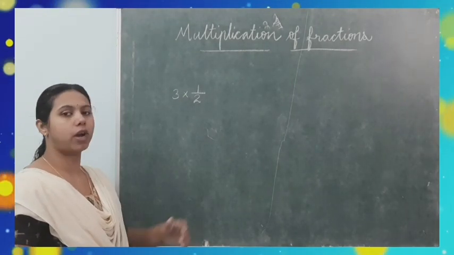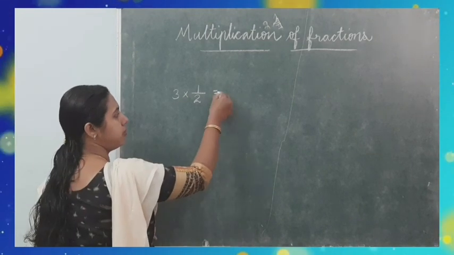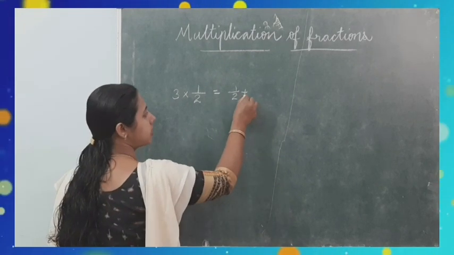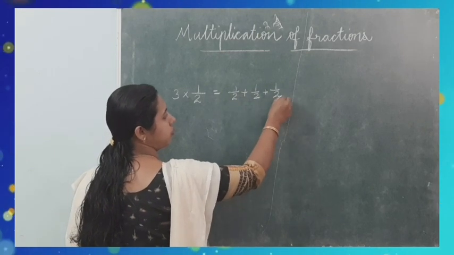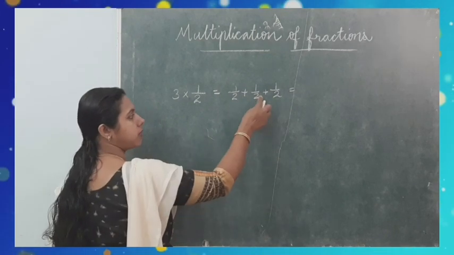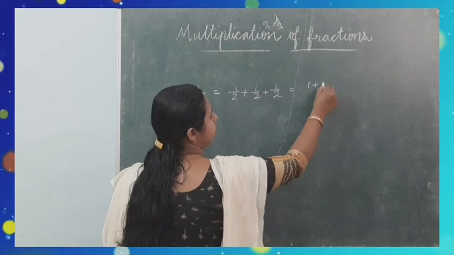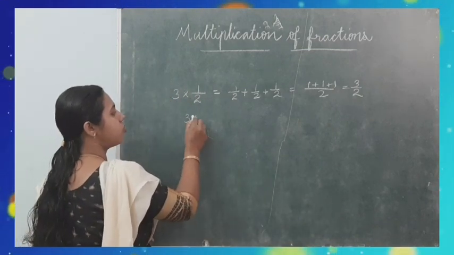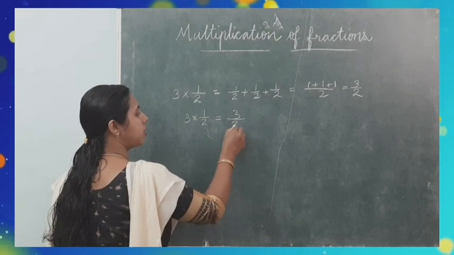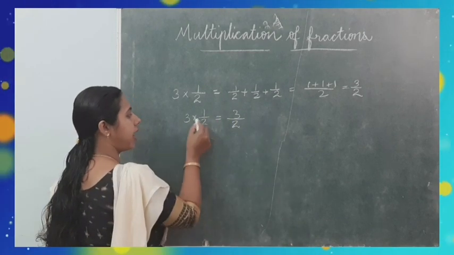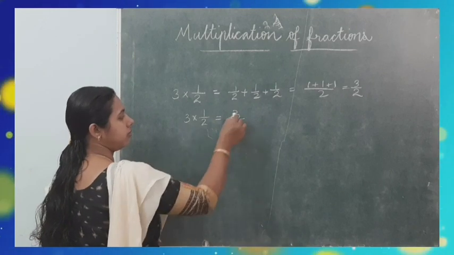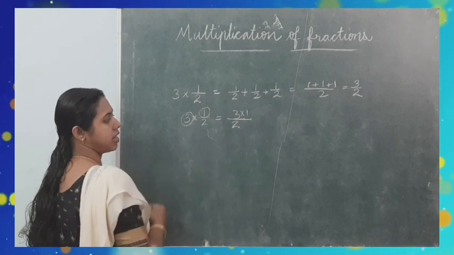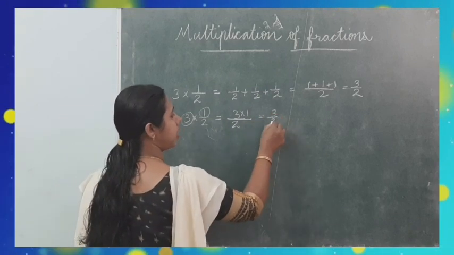Let us find 3 into 1 by 2. We know that 3 into 1 by 2 means 1 by 2 is repeated 3 times. 3 times 1 by 2. That means 1 by 2 plus 1 by 2 plus 1 by 2. We know how to add fractions. 1 by 2 plus 1 by 2 plus 1 by 2 is equal to 1 plus 1 plus 1 by 2, that is equal to 3 by 2. So we got 3 into 1 by 2 is equal to 3 by 2. Instead of doing it this way, you can directly do 3 into 1 divided by 2. Multiply the whole number with the numerator. So that is equal to 3 into 1, 3 by 2.